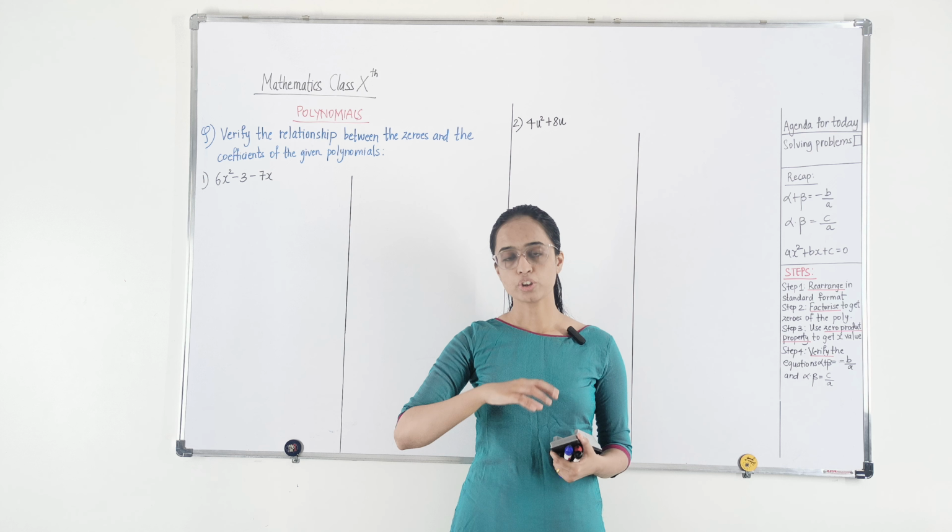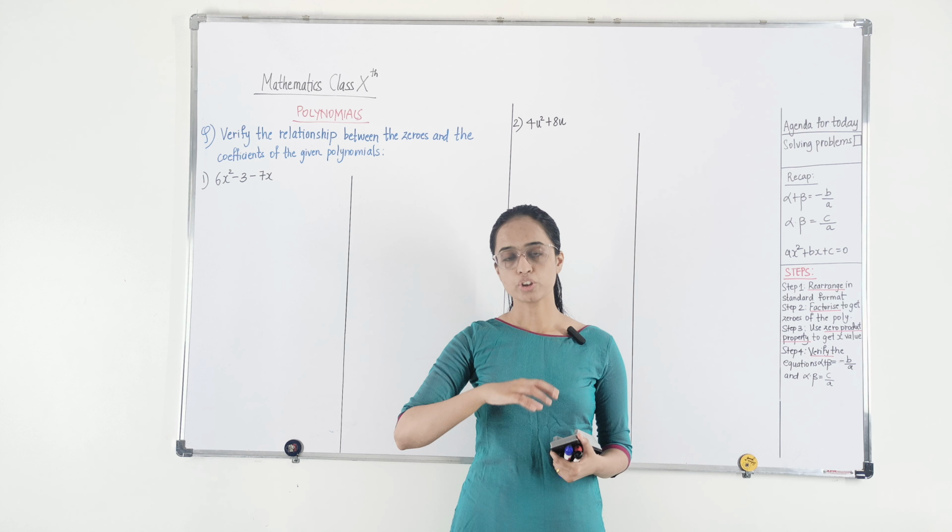Since it is a quadratic equation, of course there would be two zeros. So once you have got the values for both the zeros, you are supposed to substitute the values in these two equations and you have to see whether the LHS is equal to the RHS of both the equations.